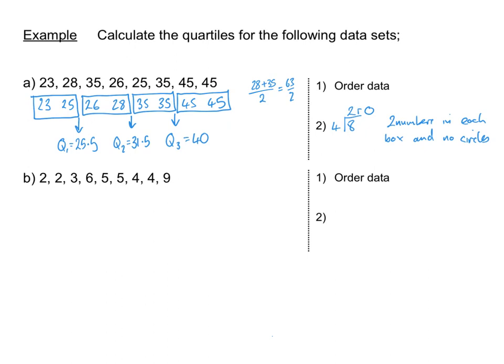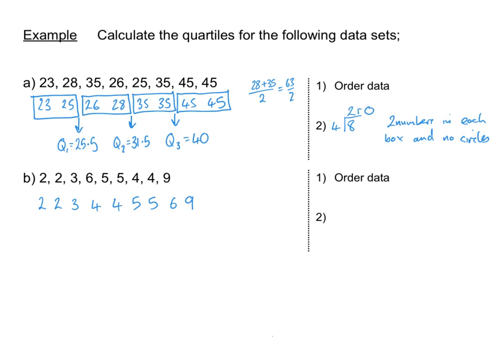Let's have a look at example B here. Again, we have numbers, but they're not in numerical order. So let's first of all stick them in numerical order. So we're going to have 2, 2, 3, 4, 4, 5, 5, 6, and 9. And we'll quickly check how many values we have there. Counting them up: 1, 2, 3, 4, 5, 6, 7, 8, 9 values. So we've already ordered the data.